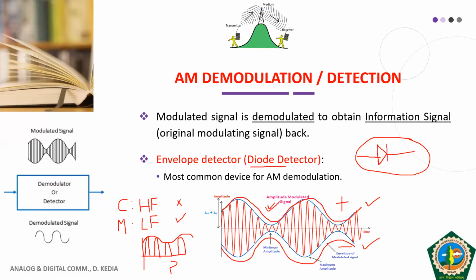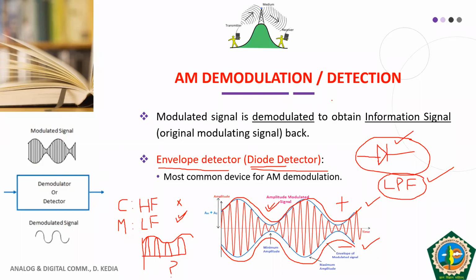Okay, so once we have removed one part, then what do we want? We want to remove the high frequency. We want to keep the low frequency at the output. So it means I want a low pass filter, which will allow my low frequency modulating signal to pass through and remove other things. So I simply need two things. One is a diode and another is a low pass filter. So if I have these two things, I get an envelope detector or a diode detector. Okay, so I hope the concept of envelope detector or diode detector is clear to all of you.